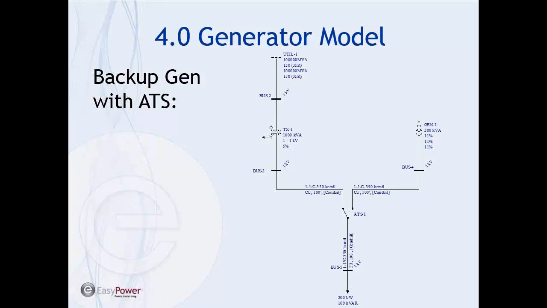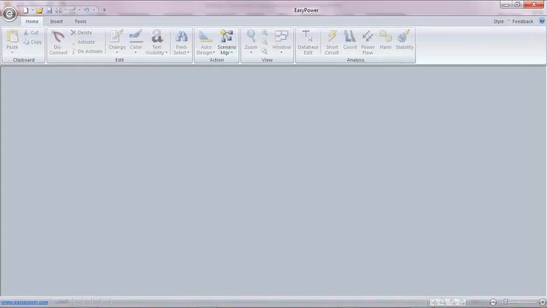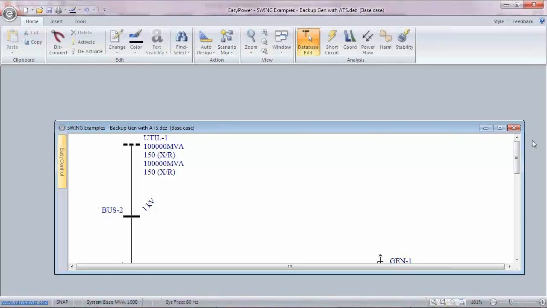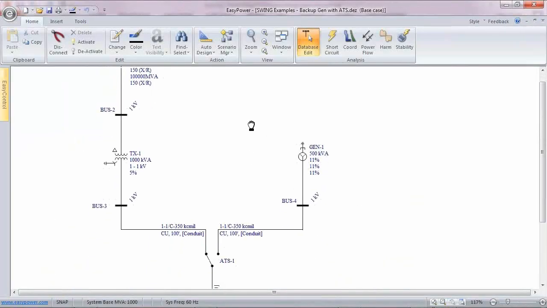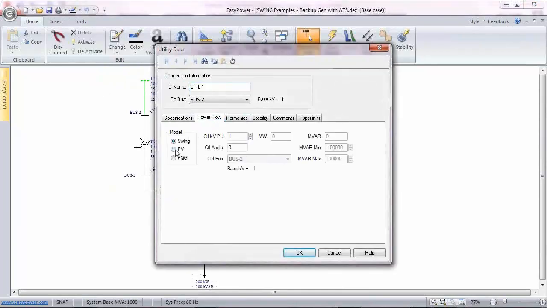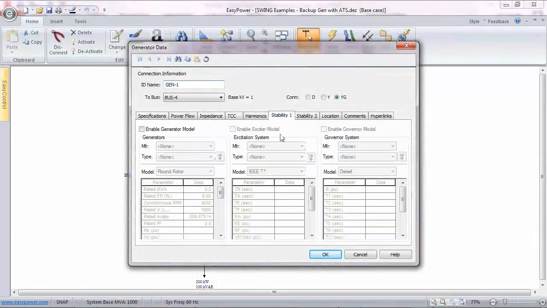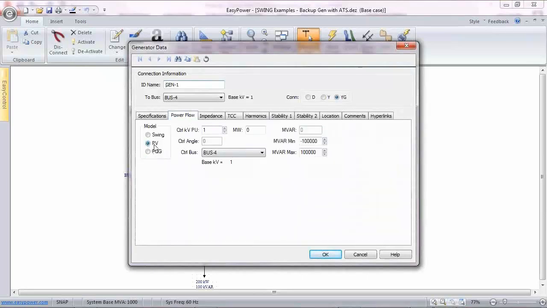Okay, well, let's look at a couple examples here. And let me pop up EasyPower. I did the wrong thing here. Here it is. And what we want to do is bring in this case, swing examples, backup gen with ATS. Okay, so in this case, I have 2 swings. And the reason why is, number 1, this is my utility, so I'm going to make it a swing under the Powerflow tab.